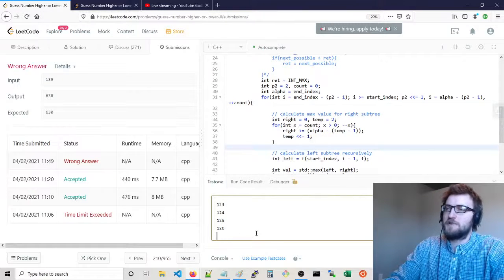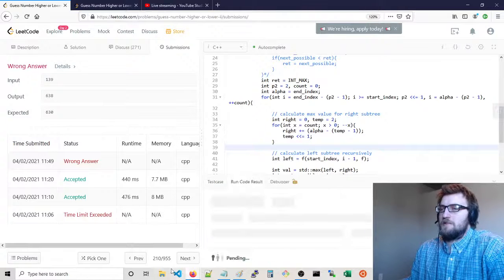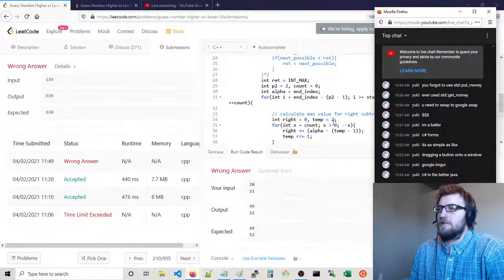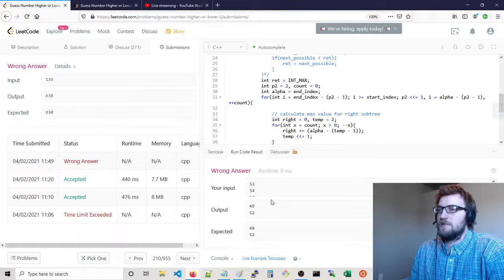All right, let's do 126. Let's test this hypothesis here. So close we get. Wrong answer. Okay. Which ones are wrong? Okay. Yeah, looks like 124, 123.